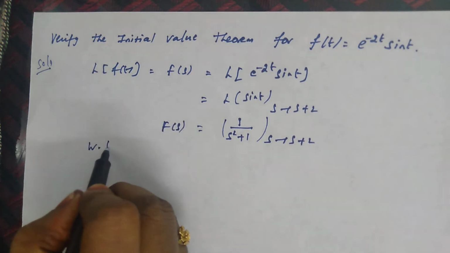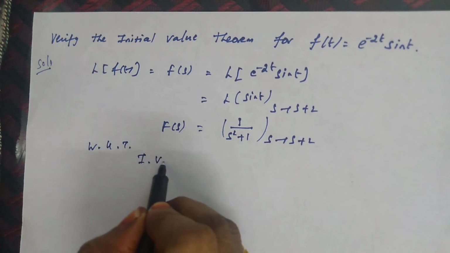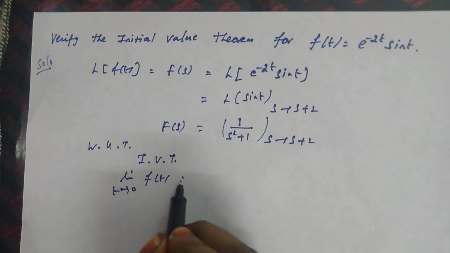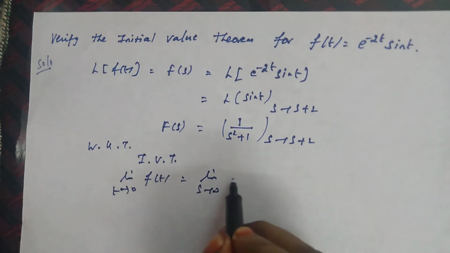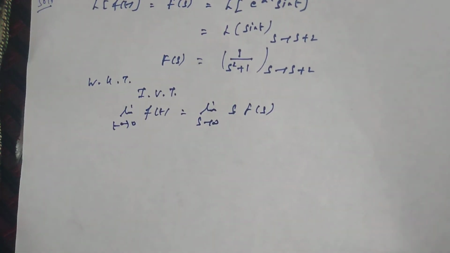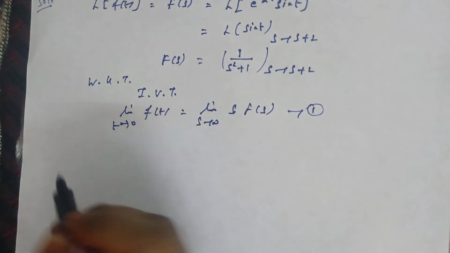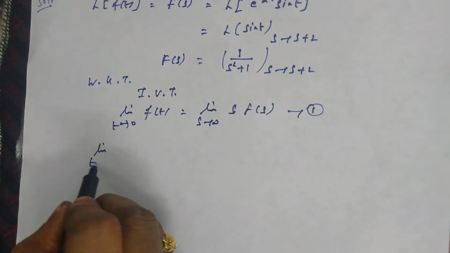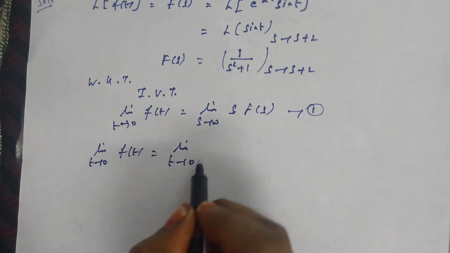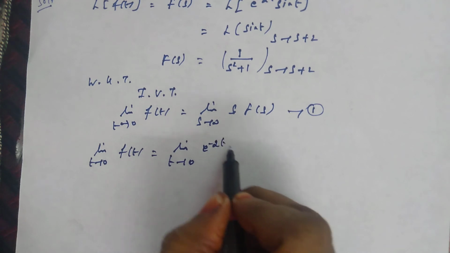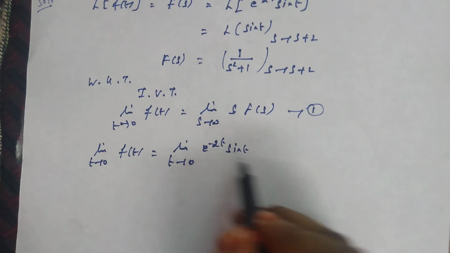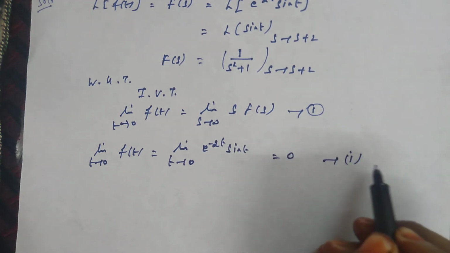Now we know that the initial value theorem is limit t tends to 0, f of t equal to limit s tends to infinity, s into f of s. We will take the left hand side, limit t tends to 0, f of t, which is limit t tends to 0 of e power minus 2t sin t. When we allow t to tend to 0, sin 0 is 0, 0 into anything is 0. So we got the left hand side answer as 0.